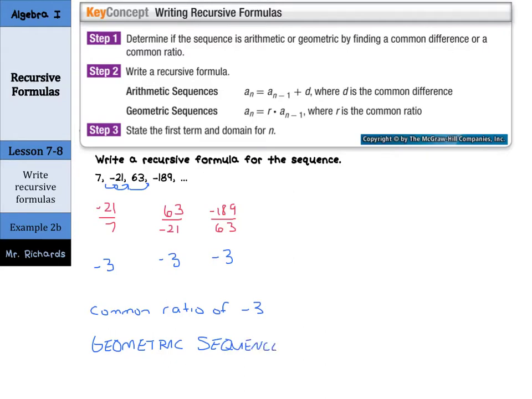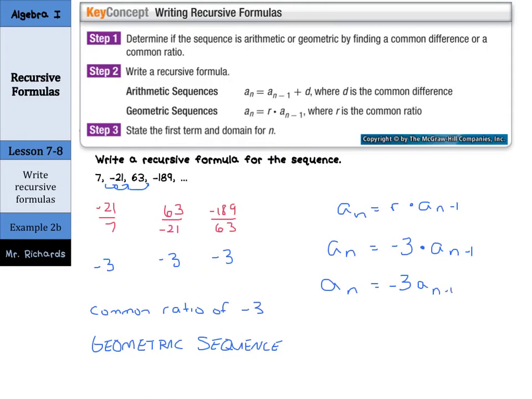And since we're at a geometric sequence, we're going to use this recursive formula. So we'll start: a(n) equals r times a(n minus 1). So a(n) is going to equal that common ratio, negative 3, times a(n minus 1). And to just clean that up, we do not even need the multiplication sign. We can just write negative 3a(n minus 1).